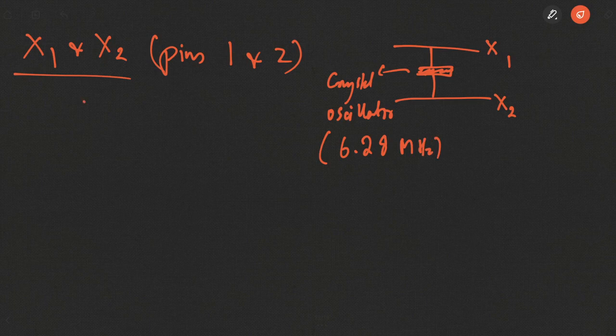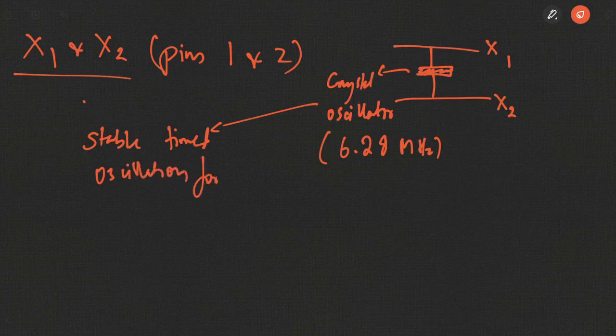So what does this crystal oscillator basically do? This basically produces stable timed oscillations for the 8085. And it produces these oscillations at a frequency that is twice the actual frequency of the microprocessor, 6.28 megahertz. We know that the microprocessor 8085's clock frequency is 3.14 megahertz. But the crystal oscillator produces these timed oscillations at double the frequency, that's 6.28 megahertz.